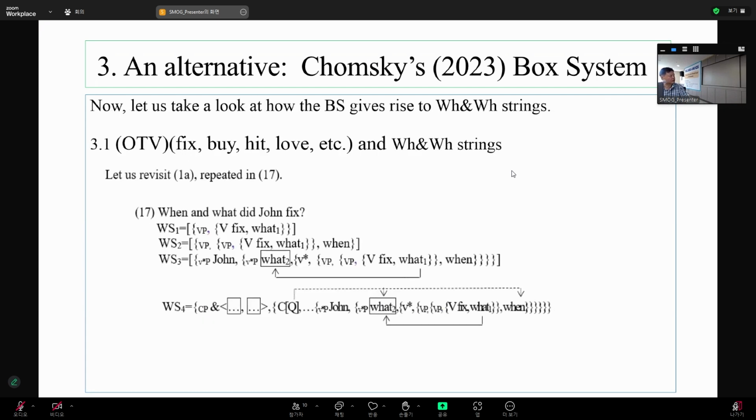Now, I will go into the examples directly here, using ES. Now, let's go to OT, fixed by, hit, love, etc. and reach the present freeze. Let us revisit number A, did in 17. This one. When and what did John fix?